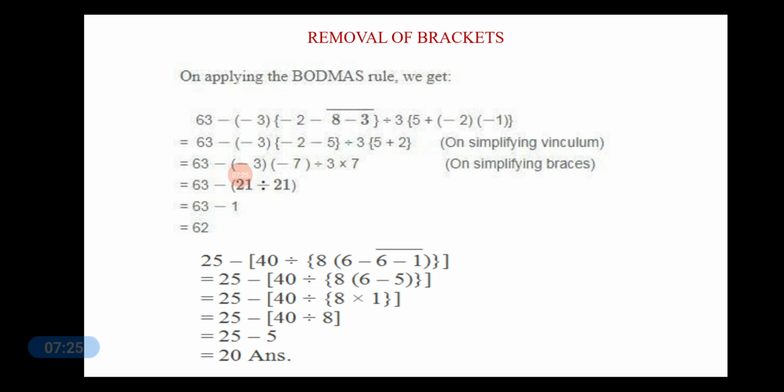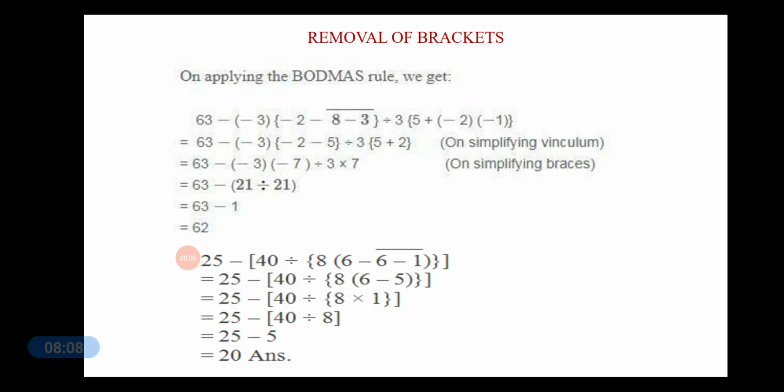So 63 minus 3 within the bracket. Now within these curly braces you have minus 2 minus 5. So minus 2 and minus 5 added together will give you minus 7, which is divided by 3, now multiplied by 5 plus 2, which is 7. So here you get 63 minus, now minus 3 into minus 7 will give you plus 21, divided by 7 into 3, again 21. So 63 minus 1, because 21 divided by 21 will give you 1. So 63 minus 1, you get the answer ultimately as 62.